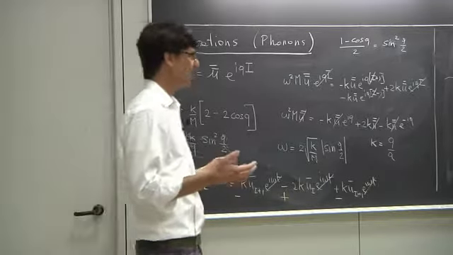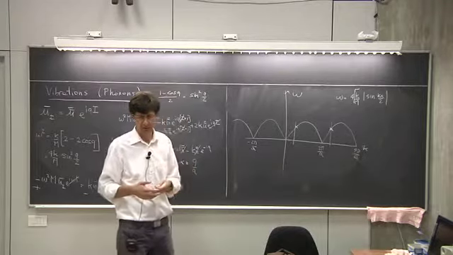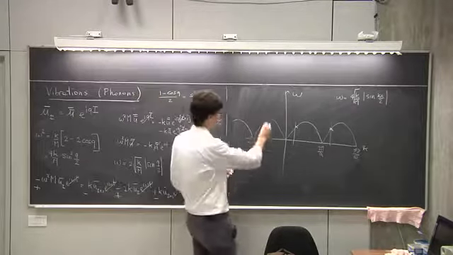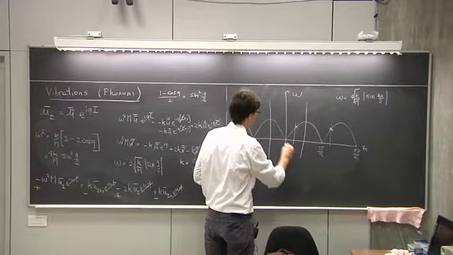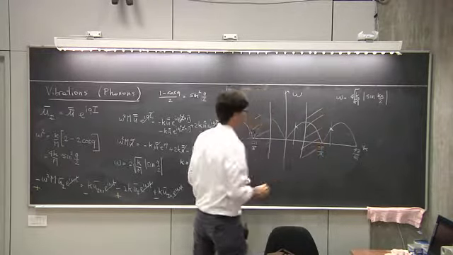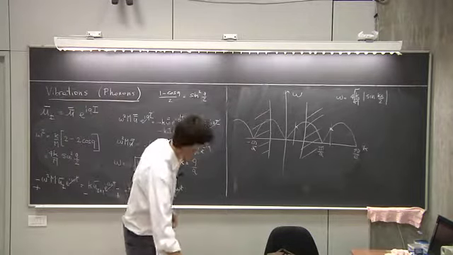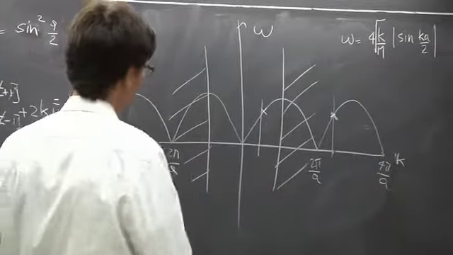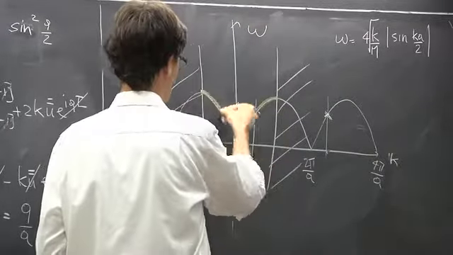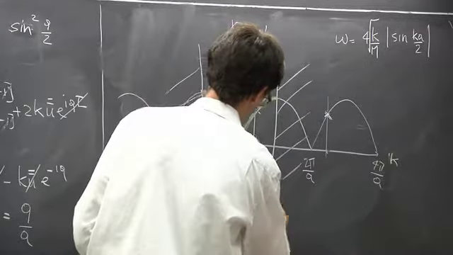Do I need to consider all k's? No, I can limit myself to a segment of length 2 pi over a. Which segment do I choose? The Brillouin zone. So I limit myself to this region, and I forget about the rest. Let me highlight now the solutions. And this is the Brillouin zone.